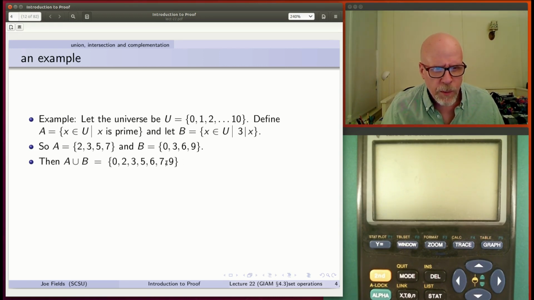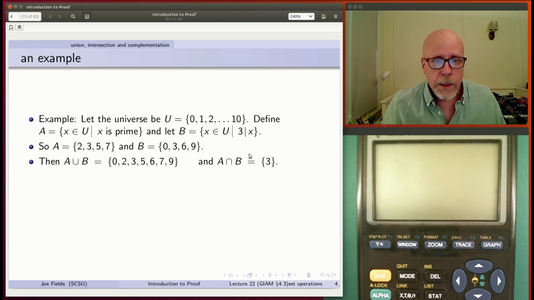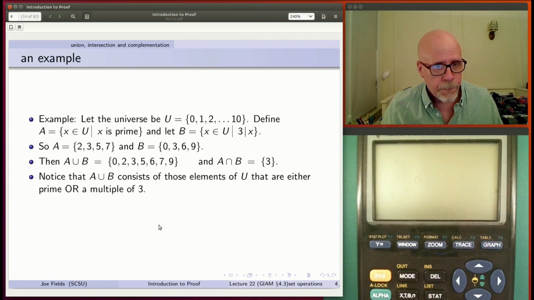All right, so there's a union. It's got 1, 2, 3, 4, 6, 7 things in it. Not quite as big as the whole universe. There's a few things missing, right? Let's see. What is missing from this? 1, 4, 8, and 10 itself. So a couple of things missing, but it's a pretty big set. The intersection is just the singleton set with 3 in it. Does that make sense? What are the common things between 2, 3, 5, 7, and 0, 3, 6, 9? 3 is the only thing I see there. So a singleton for the result there.